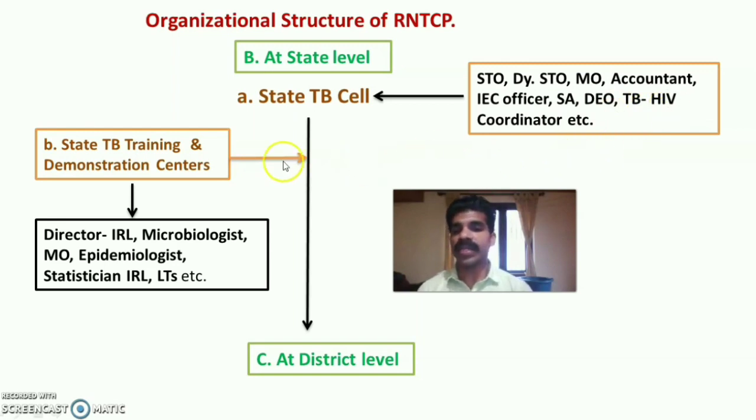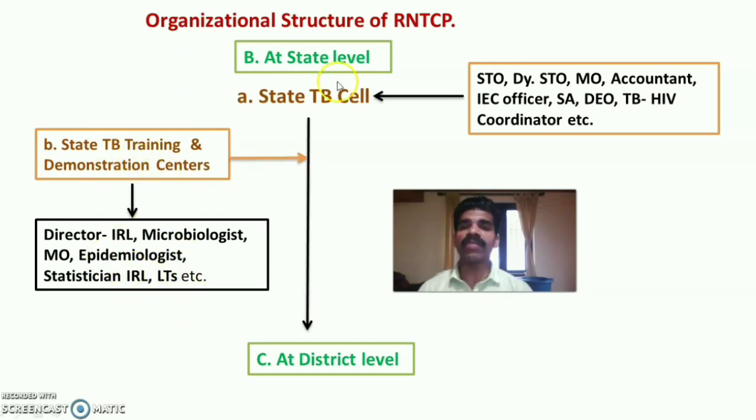coordinator, etc. Then the second organization structure at state level is the State TB Training and Demonstration Center. For rendering training for the health personnel and rendering demonstration in relation to TB procedures, we have State TB Training and Demonstration Centers. It is headed by a Director, and he is also responsible for the intermediate reference laboratory. Then other officials are microbiologist, medical officer, epidemiologist, statistician of the intermediate reference laboratory, and a number of lab technicians also work under this organization.